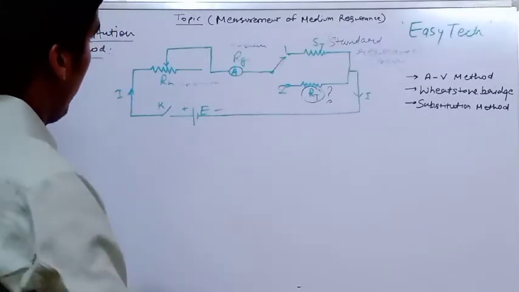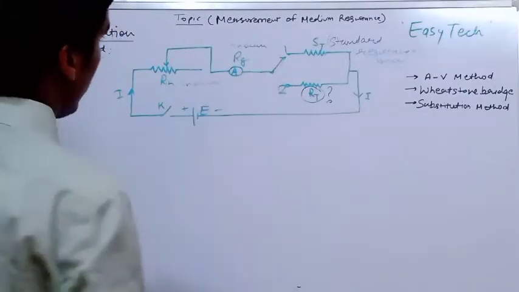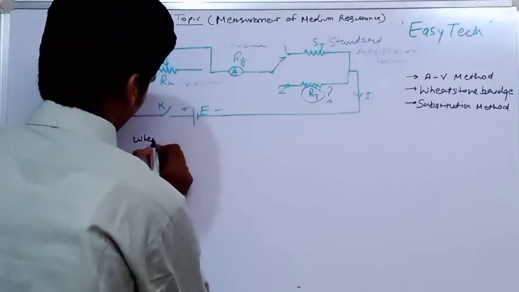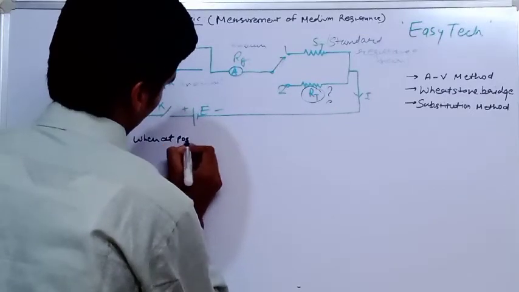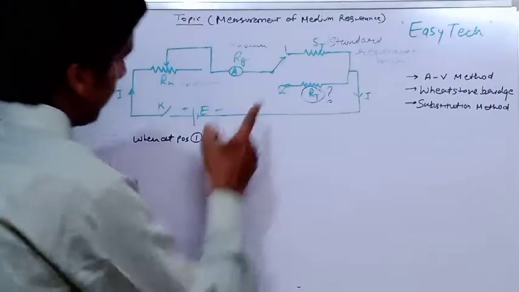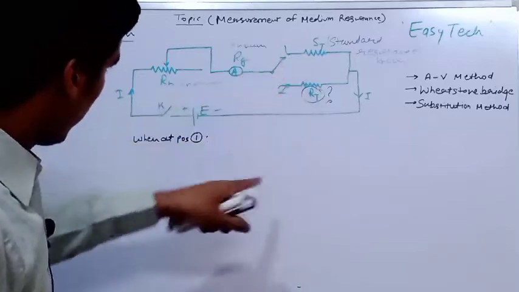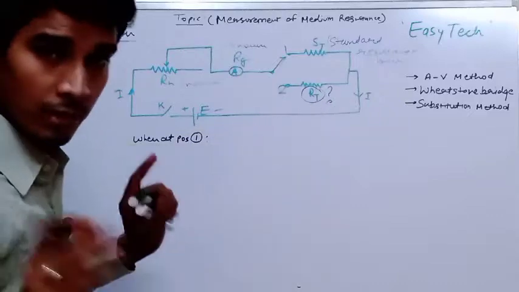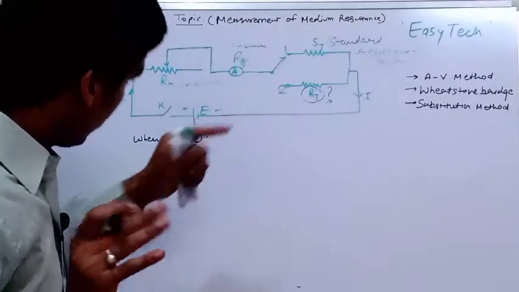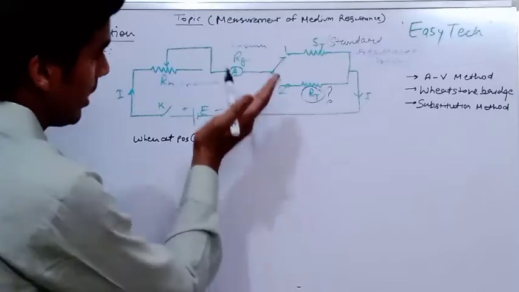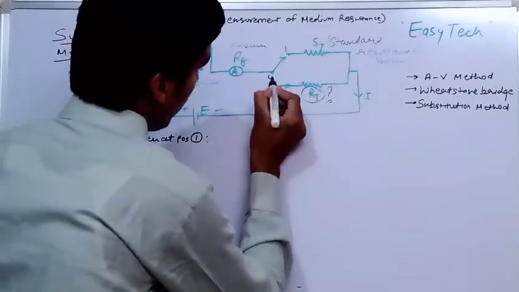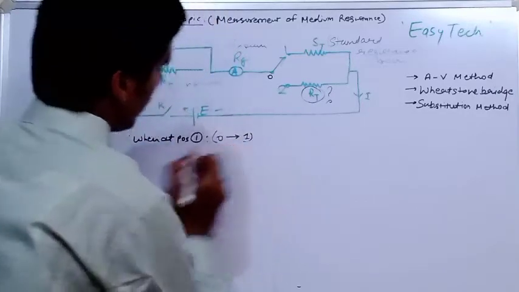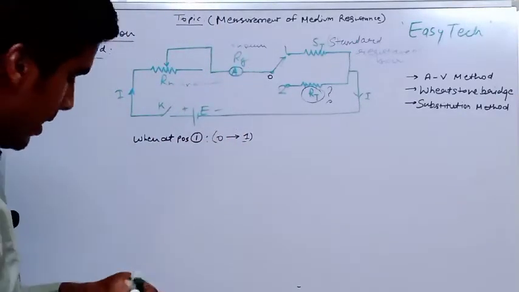So here, first of all, this is the switch. When the switch is at position 1, RH, RG and ST will come into the picture. RT will not be present there. So in the first situation we are going to connect the point O to the switch 1. And in this situation the circuit diagram will become like this.